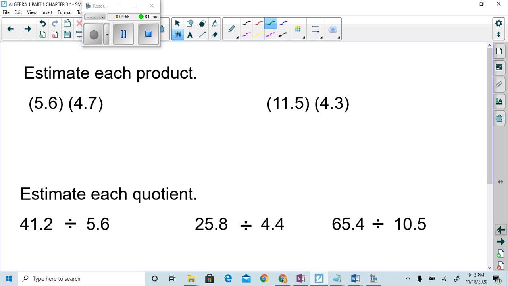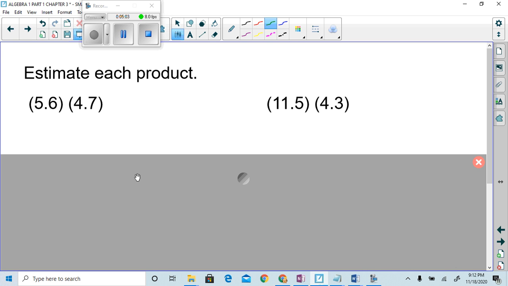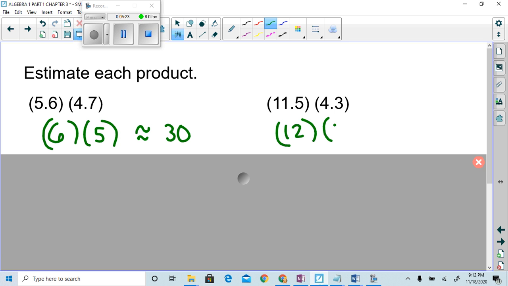Let's move on to estimating products. We're going to round to the same place value. So let's round to the nearest whole number here. And this will be 6 times 5, approximately equal to 30. We're going to round to the nearest whole number. This is 12 times 4, approximately equal to 48.